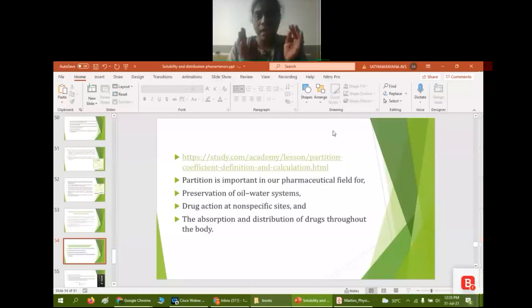As well as that, after entering the cell, all the cellular contents are aqueous in nature. The cell wall is lipophilic in nature and the cell contents are hydrophilic in nature. If the drug has only lipophilicity, it will enter the cell very easily, but it will fail to dissolve in the cell contents. If the drug is not dissolved or solubilized in the cellular contents, then also it will not show any action.